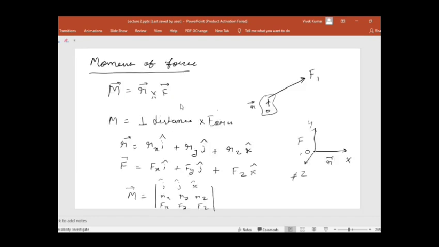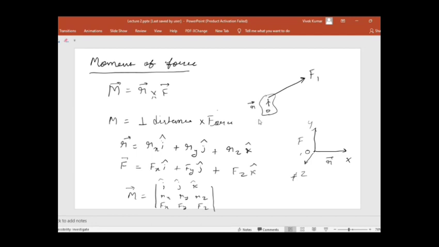So let's see what is moment of a force. What is the physical significance of a moment? Can anybody of you tell me? Moment is basically the vector product of r into F. r is the position vector and F is the force vector. r is the position vector of the point of application of the force.